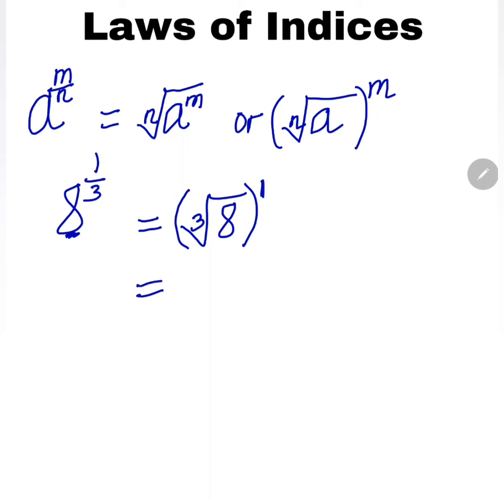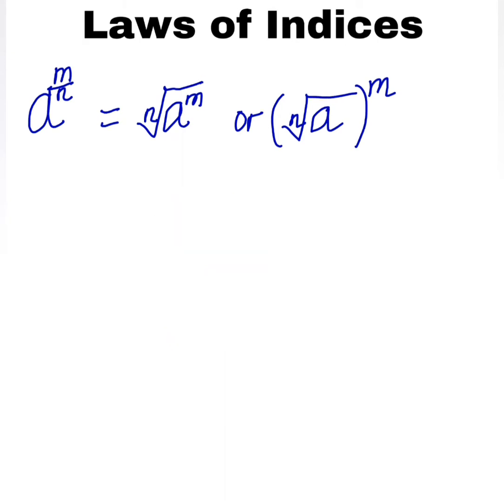Now if you do what you have in the bracket, you are going to get 2. The cube root of 8 is 2. If you don't know how it is 2, you can drop your question as a comment. Then you'll get 2 as your final answer, because 2 to the power 1 is still 2. Let's consider another example.